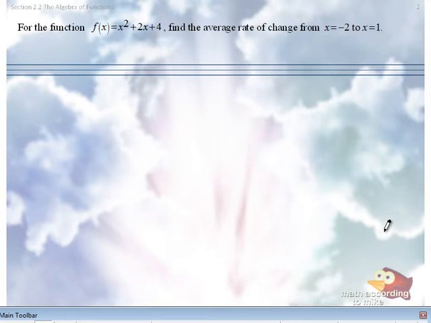For the function f of x equals x squared plus 2x plus 4, find the average rate of change from x equals -2 to x equals 1. However, for our purposes, remember average rate of change is slope related to a nonlinear function. What is the formula for average rate of change?